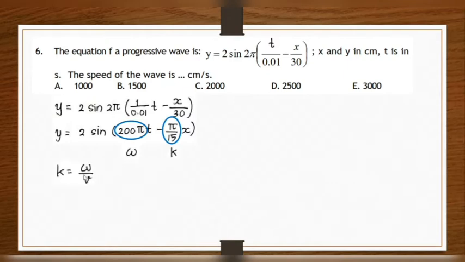So from here we can find the velocity, because k is equal to omega over v. So v, the speed or the velocity of the wave, is omega over k. It will be equal to 200 pi over pi over 15. So we have 3000 centimeters per second. So the answer is E.